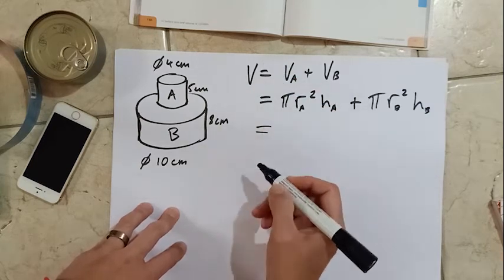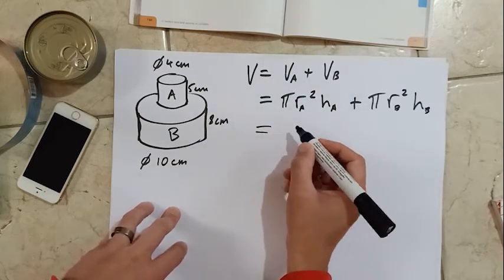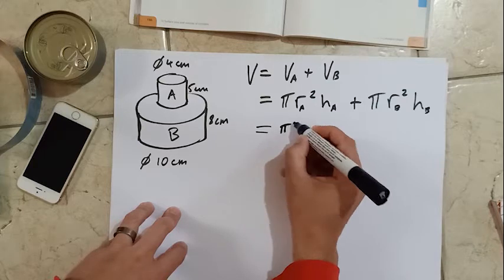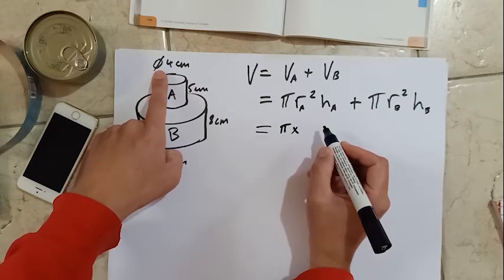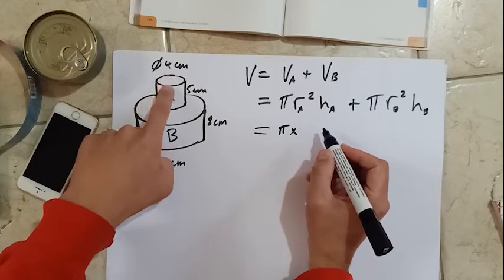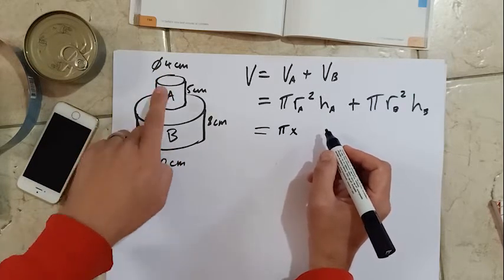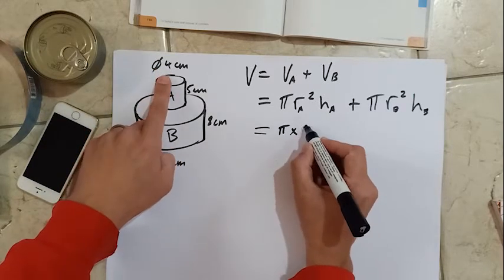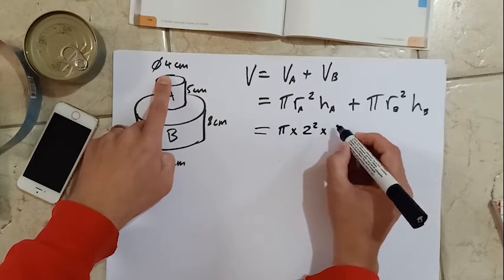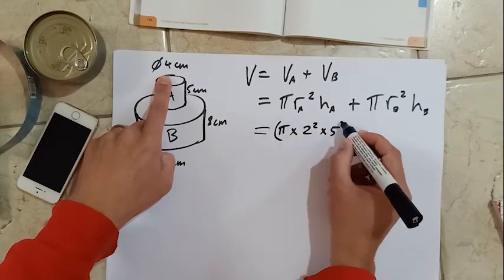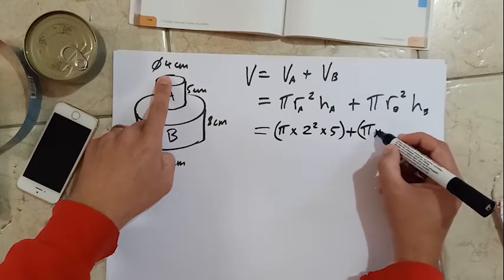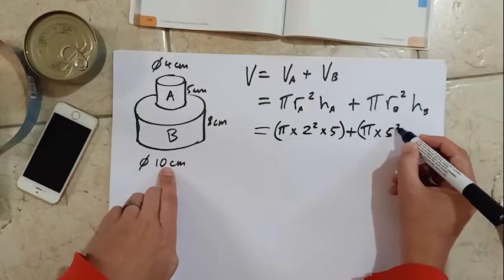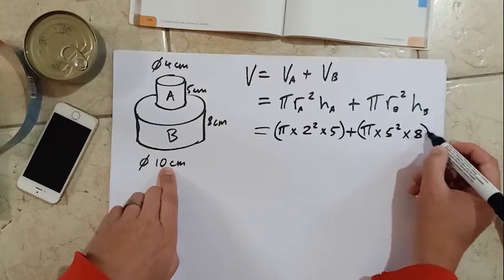Make sure your equal signs are lined up. So that's pi times, that's diameter. That symbol there means diameter, by the way. The diameter of A is 4, the diameter of B is 10. But we need radius, so 2 squared times 5, plus pi times 5 squared times 8.